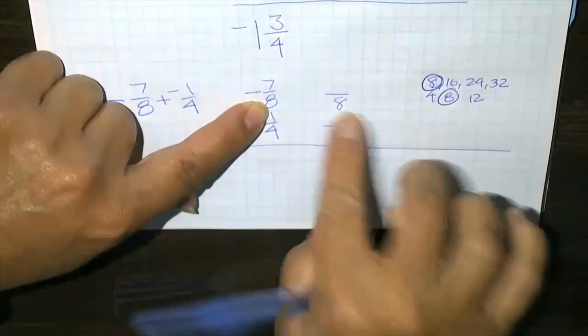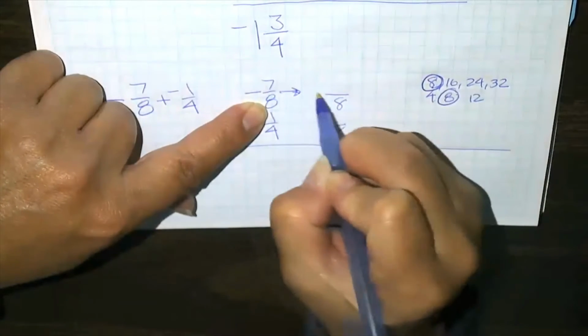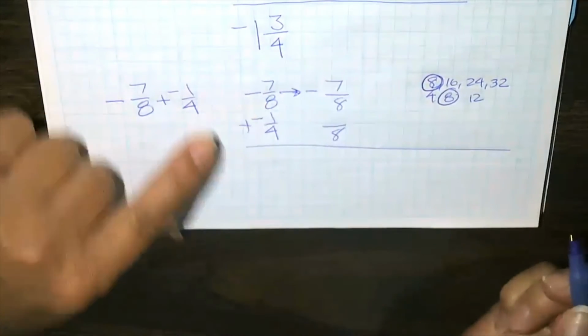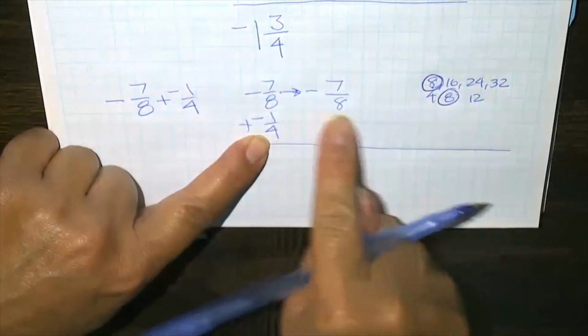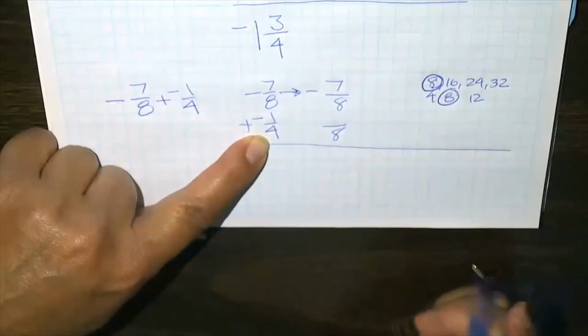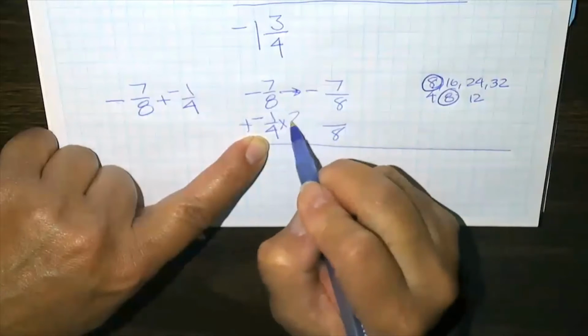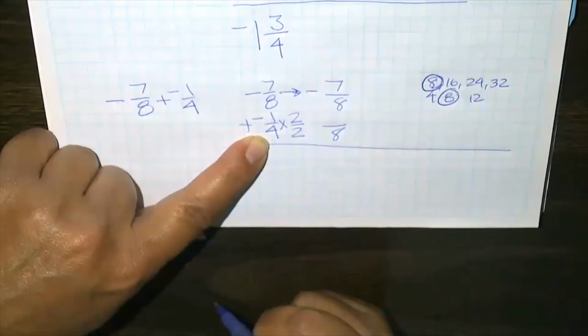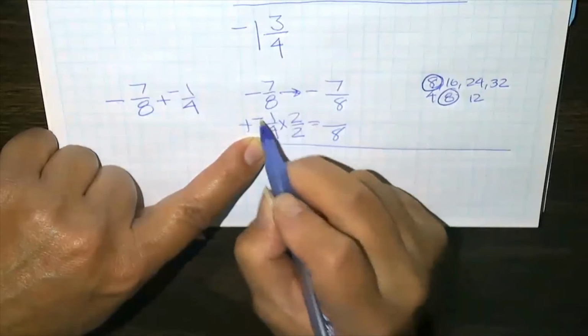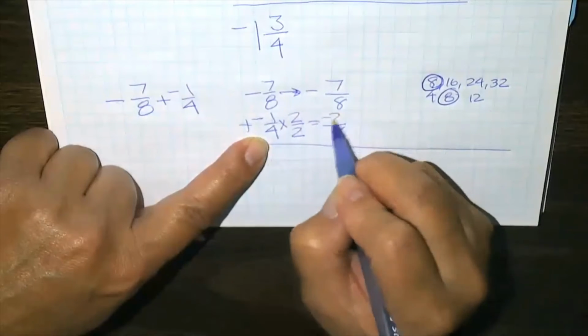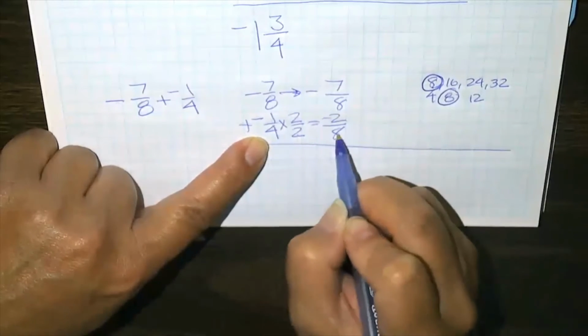Now, 8 to 8, I don't have to do anything. Keep the sign, bring it over. But how am I going to turn 4 into 8? I'm going to multiply it by 2 over 2. So -1 times 2 is -2. 4 times 2 is 8.